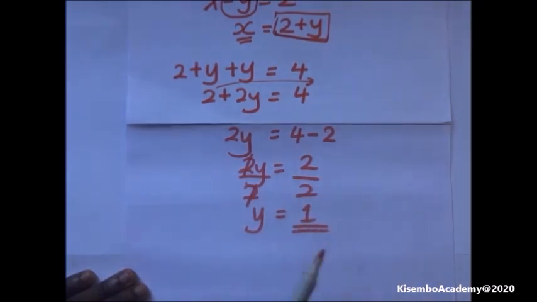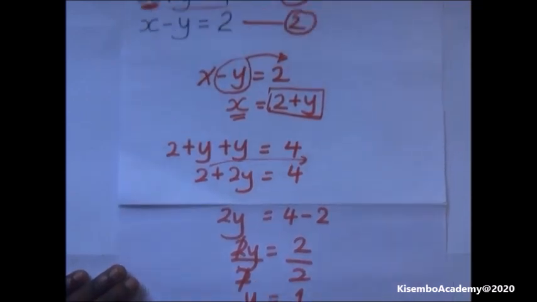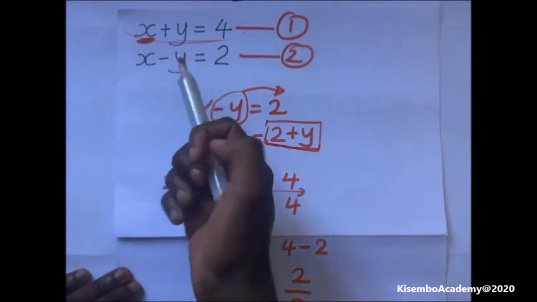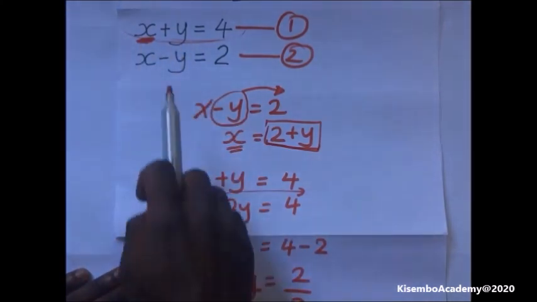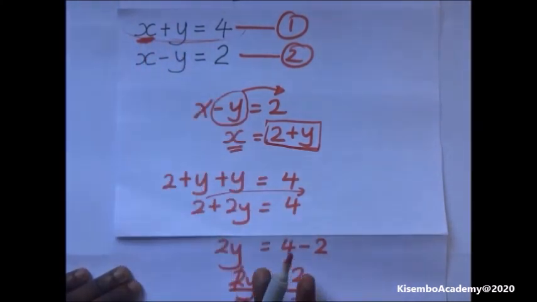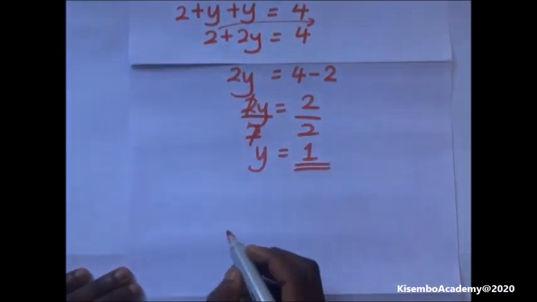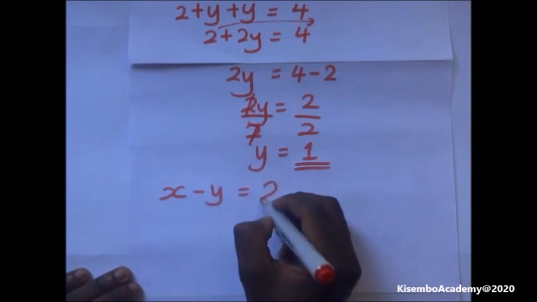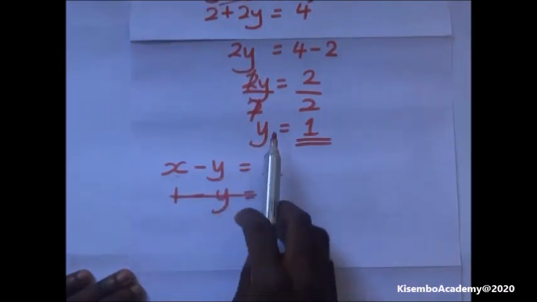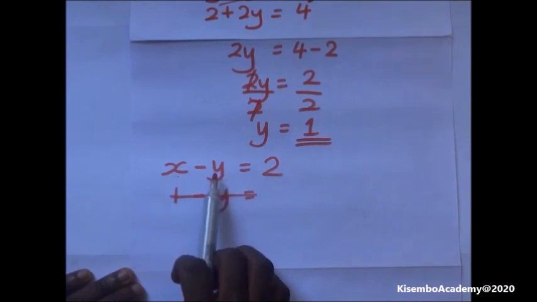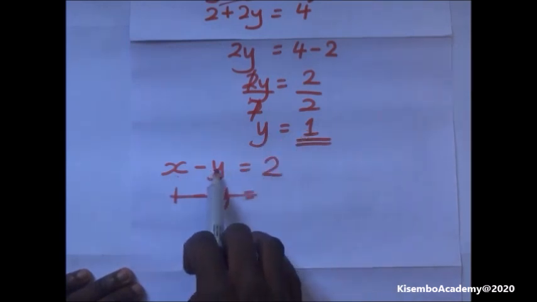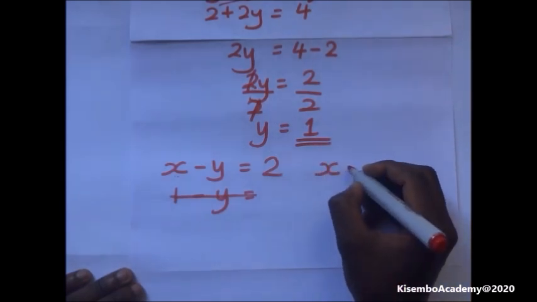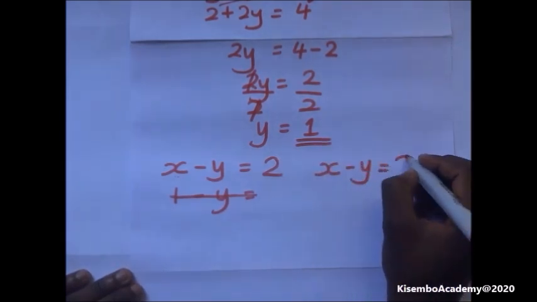So now after getting our value of y as 1, we go back and substitute this value of 1 into any of these equations. We just choose any, so that we are able to get the value of x. So let's substitute the value of y in the second equation. If the value of y is 1, from the second equation, which is x minus y is equal to 2, we substitute for the value of y, which is 1, in this equation. So if our value of y is 1, we put our value of 1 here, and we get the value of x. So this is going to become x minus y is equal to 2.